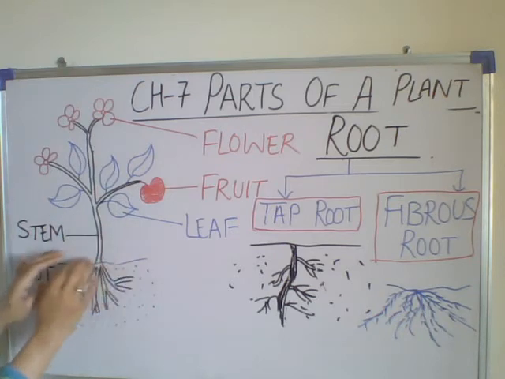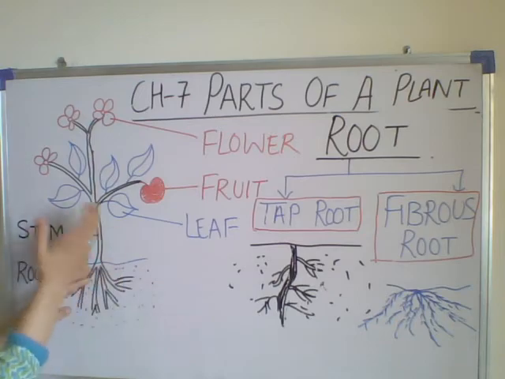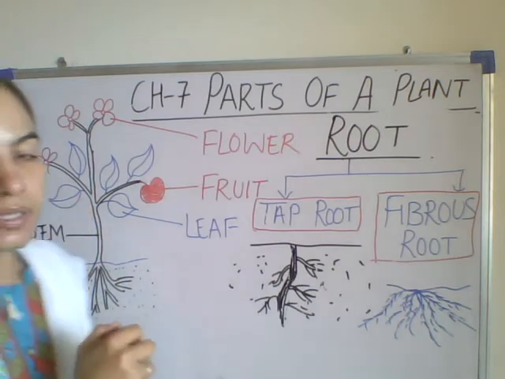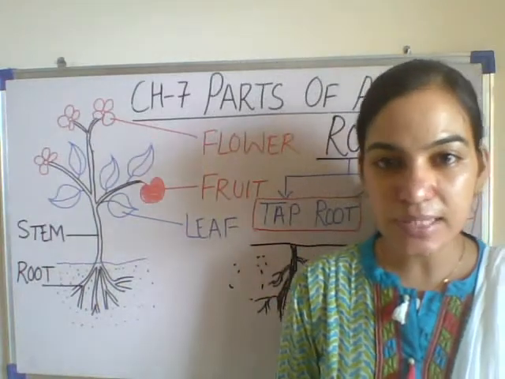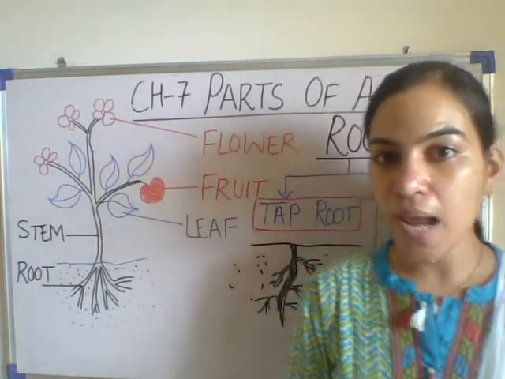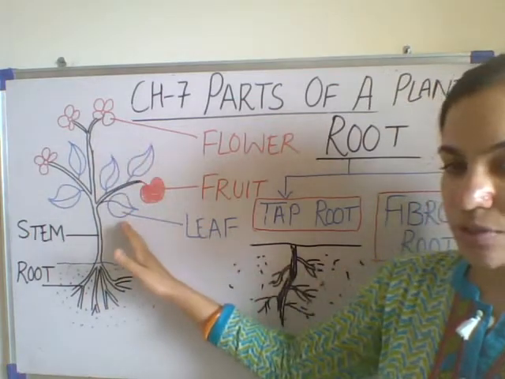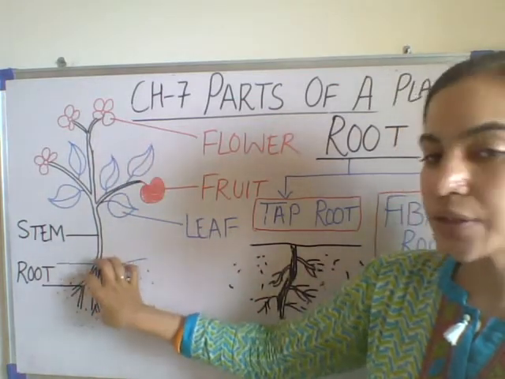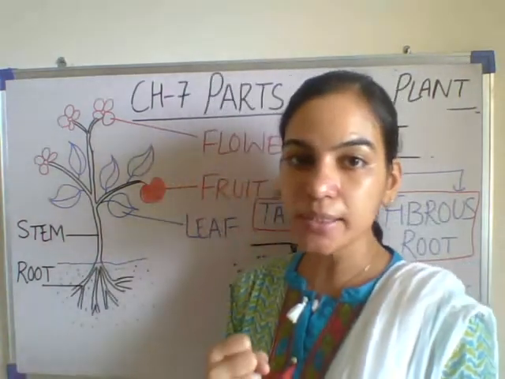What will happen if I cut the root of this plant? The plant will die. The plant will not be able to stand. Like we have legs, with the help of legs we are able to stand. Similarly, the plant is able to stand in an upright position with the help of its root. The root holds the soil.